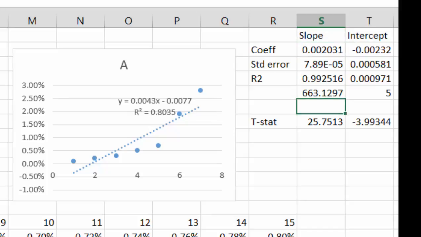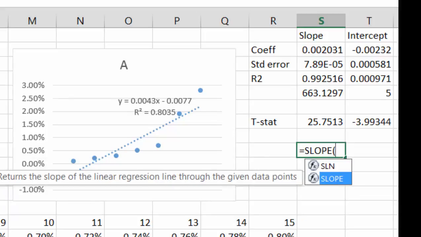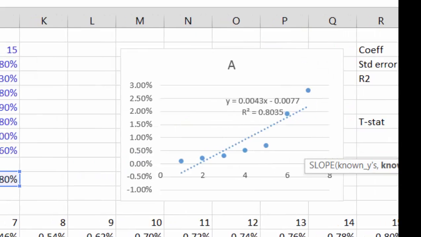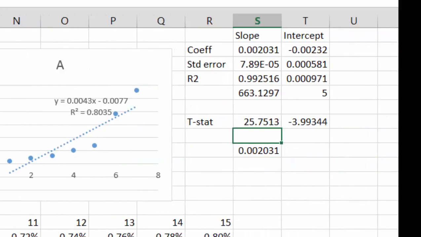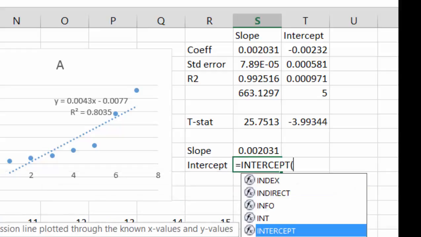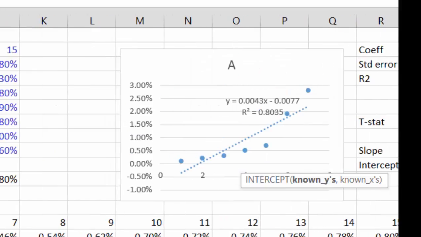And if you wanted to get the slope, we could also put equals SLOPE. And we can put the known y's first here, and then the known x's. So when I write this up, this is slope, and then intercept. You just do the same thing, intercept. I think it's not that bad. This criticism that Excel sucks.